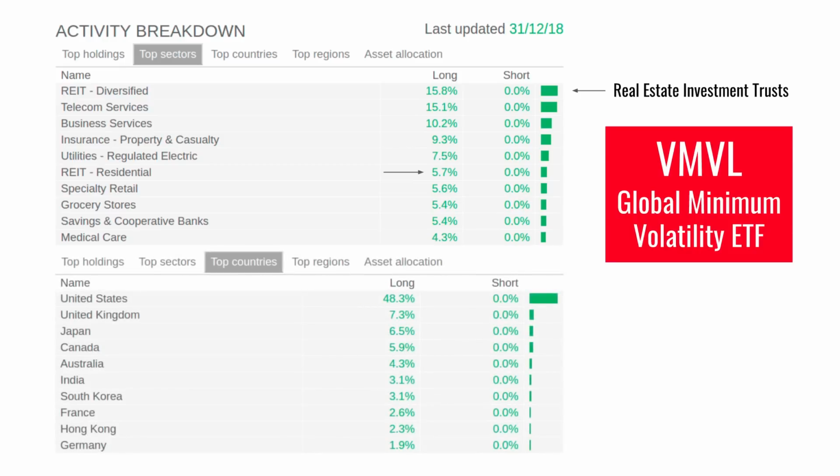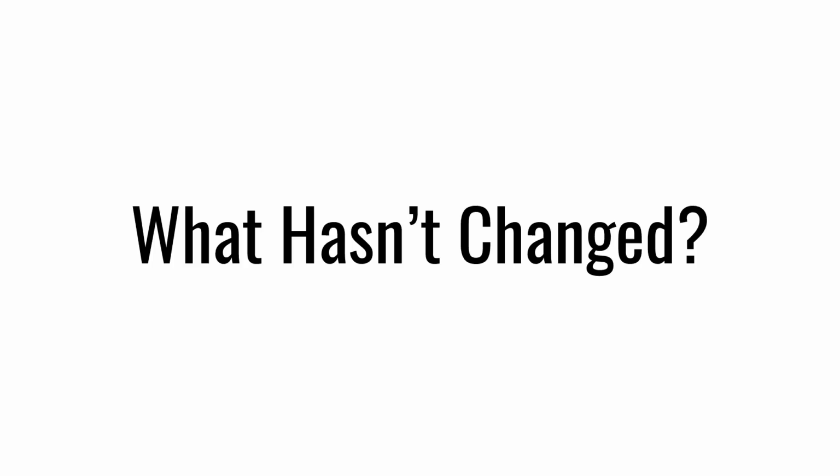If we break down the allocation by country, this fund still has 50% US exposure, but there's really no way around that. The US market is so big for any asset class that you simply can't avoid this bias. So those are the things which have changed.